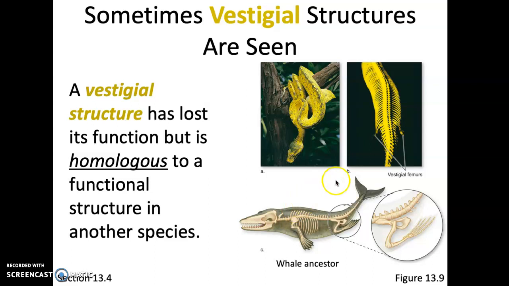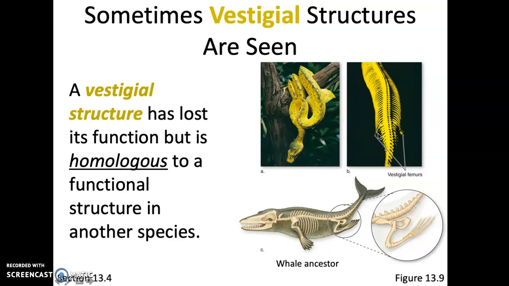So we think that a whale ancestor, whales are in the ocean, but whale ancestors probably had these hind legs, and they were terrestrial. Then they returned to the ocean and they lost the leg, but some of those pelvic bones stayed behind. So look at these vestigial femurs also in a snake here, we're thinking that these did have hind limbs, but they lost them.